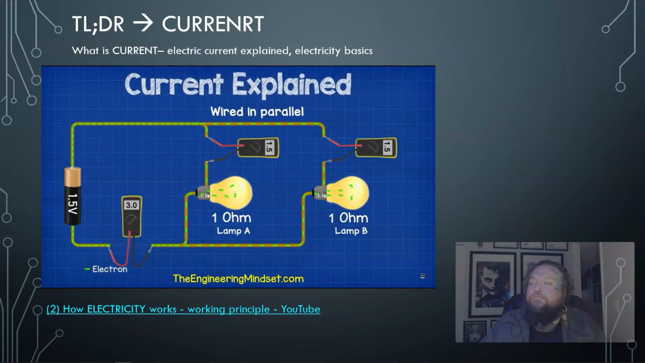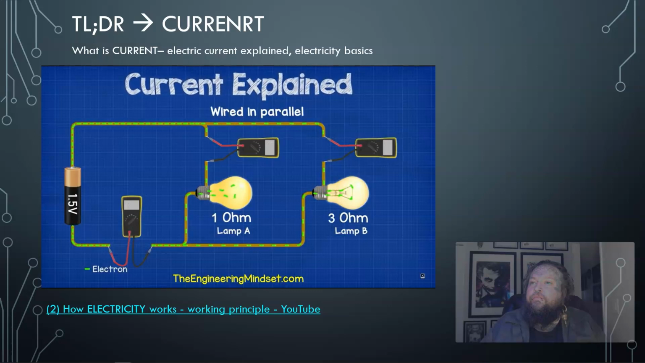That's because the path of the electrons has split, so the electrons are shared with some flowing through lamp A and some flowing through lamp B. In this example, both lamps have an equal resistance, so the current is split equally. But if the lamps are of different resistance, then the current is split unequally.